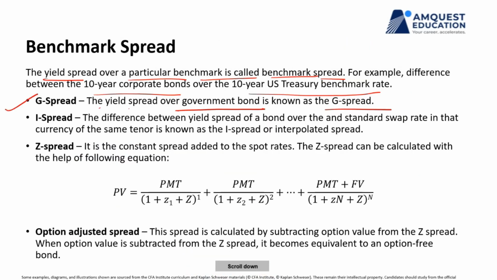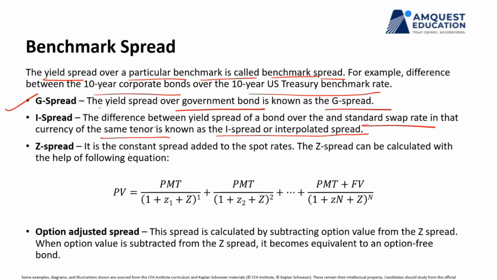is a G spread. The difference between yield spread of a bond over the standard swap rate in that currency of the same tenor is known as interpolated spread. So if you're not doing government bond, but you're doing swap rates in the same currency, same tenor, then that is interpolated spread. Now, for you in exam, you should be able to calculate G and Z and OAS. We don't have interpolated spread calculations as part of scope. You should be able to just answer the theoretical definition if required, but G spread calculations are expected. Simple. Subtract government bond from the corporate bond yield.